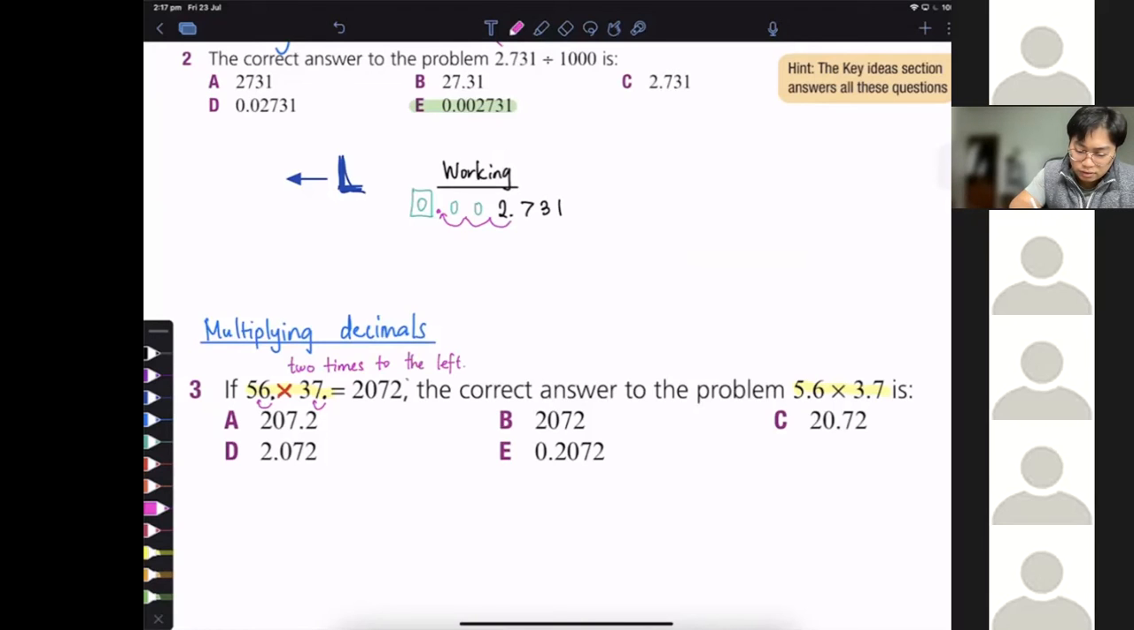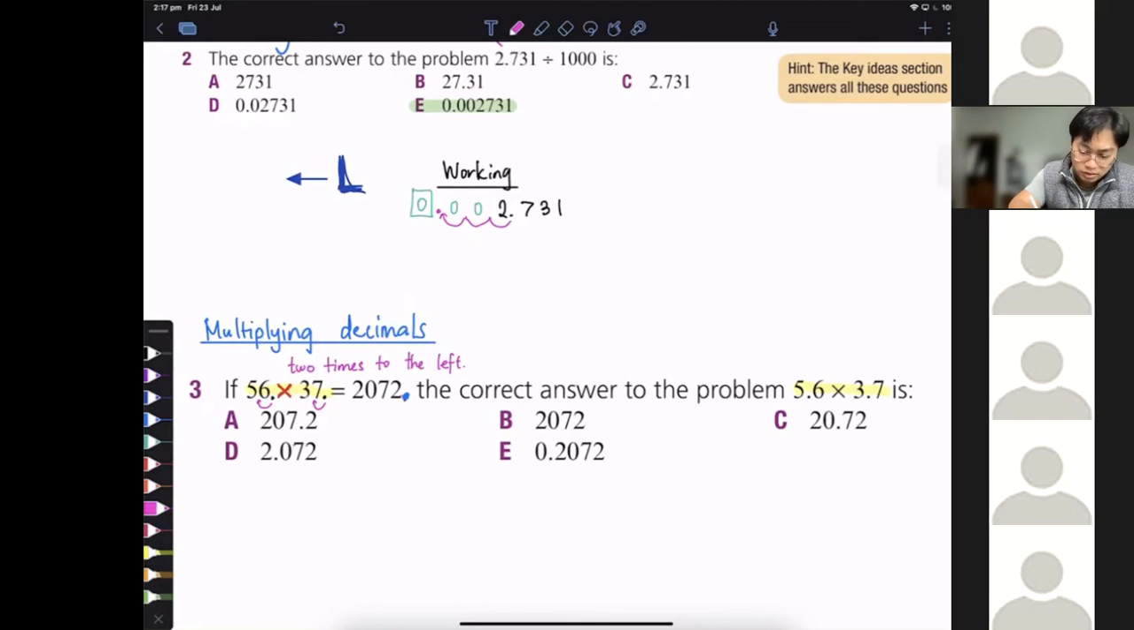Not quite. I want you to have a look at this 2072. Where's the decimal point on the 2072 at the moment? Behind it. Behind what? The 2 at the end. Yep. So there's our decimal point right now. Since we moved a total of 2 times to the left, we should do the same here.